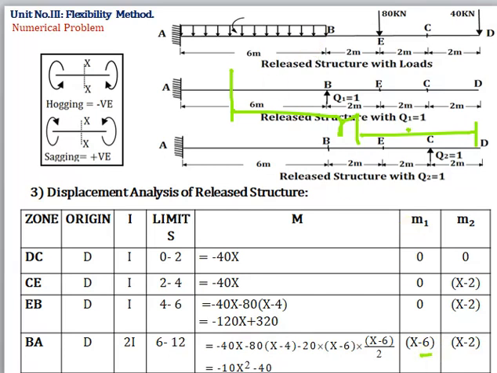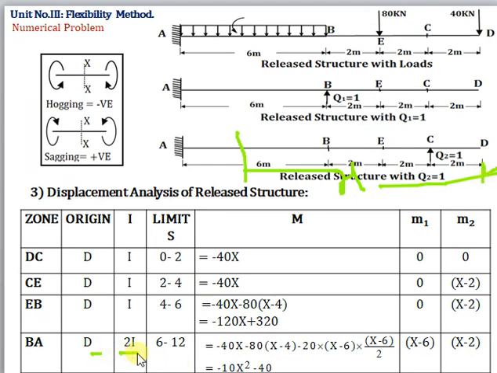Now next is last, M2. So consider Q2 is equal to 1 diagram. Take a section in AB zone, and distance of this section with respect to D as origin. Origin is D, and moment of inertia is 2I for that particular AB zone. And also about the limit. What about the limit? Now B. So how much is B away from this origin D? B is away from the origin D by 2 plus 2 plus 2, that means 6 meter. B is 6 meter away from D.